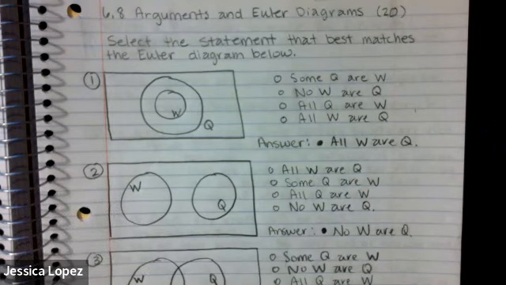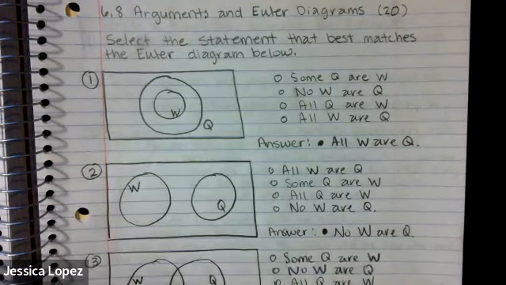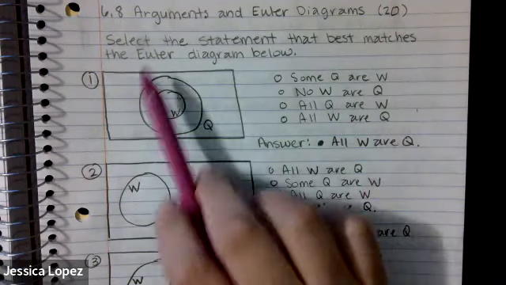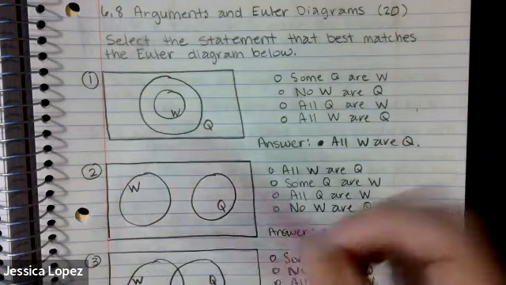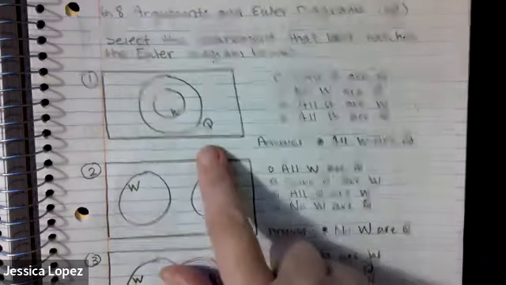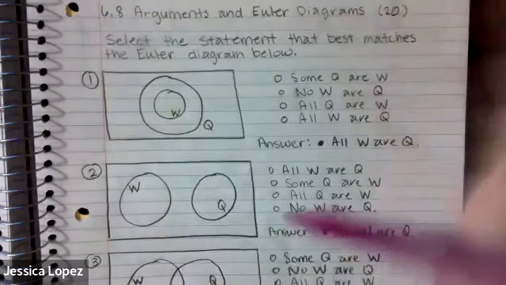Okay, so for problems 1 through 3, it has the same direction, so I just kind of grouped them together. It says select the statement that best matches the Euler diagram below. And so for number 1, this is the Euler diagram, and here are the statements.